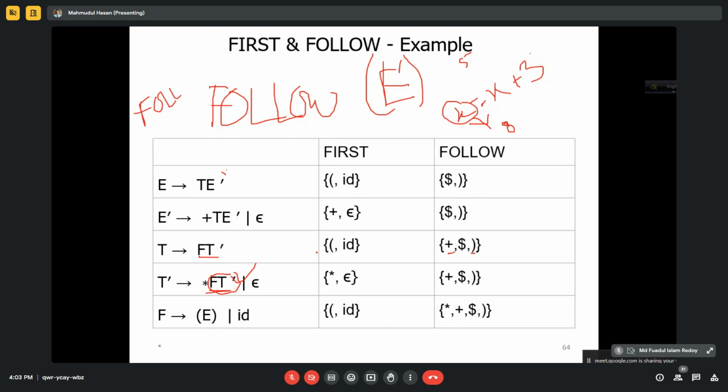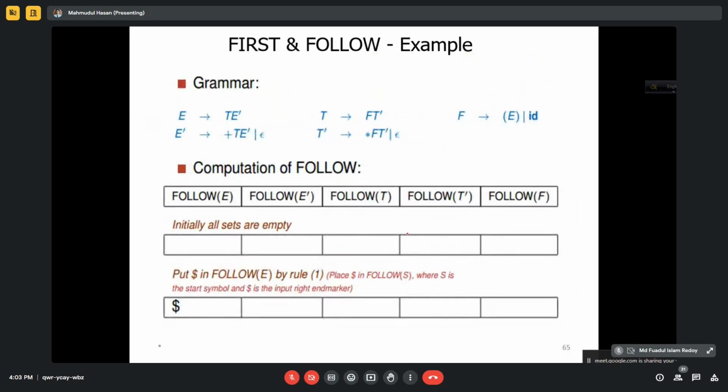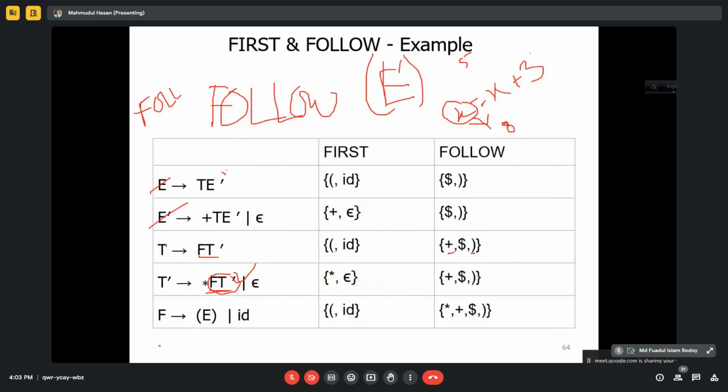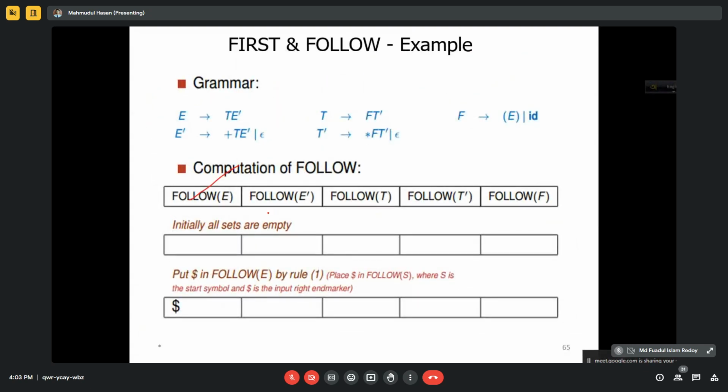Just a minute, I want to say another thing. There are details on how to find out the follow value of a non-terminal. There are 5 non-terminals: E, E dash, T, T dash, and F. That means in this table we have follow of E, follow of E dash, follow of T, follow of T dash, follow of F. And we know that E is the start symbol, that's why we initially put dollar.